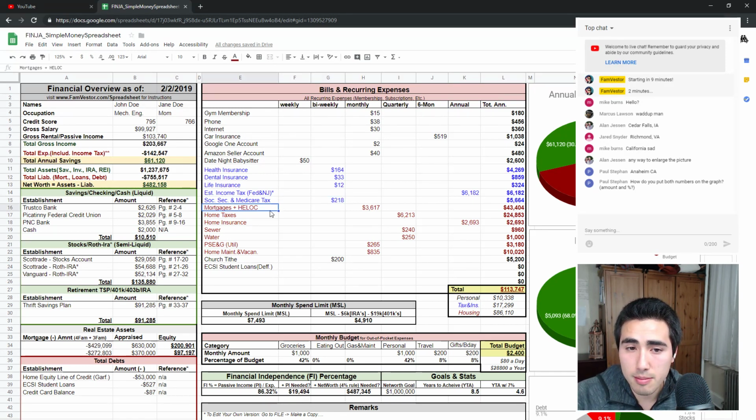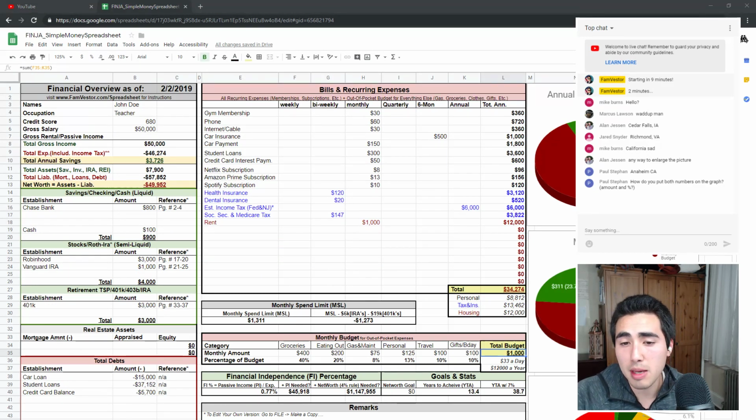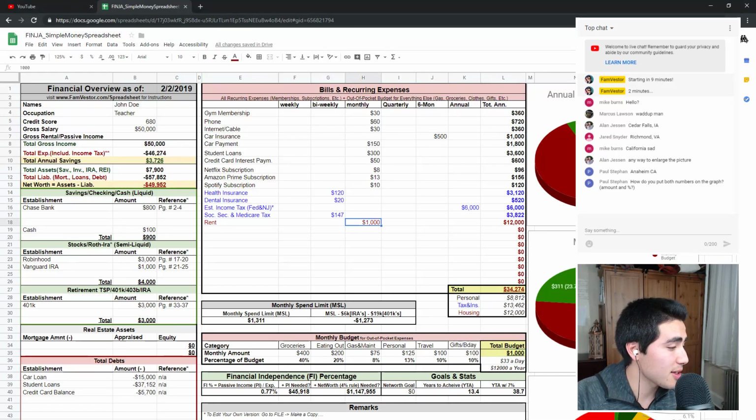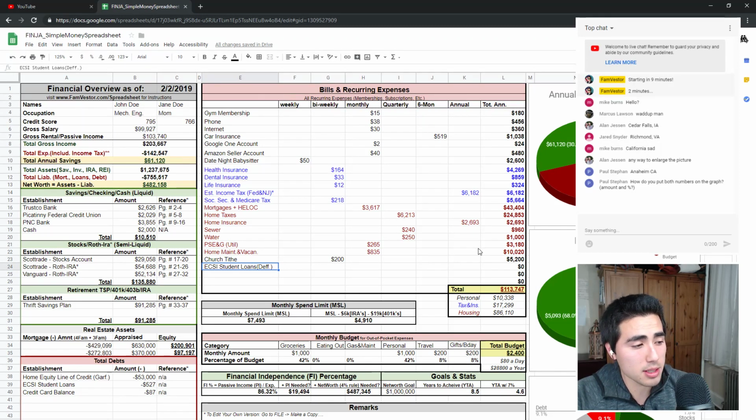And then I have housing expenses. For the single person, all they have is rent. Maybe they do own a house, but right now it's just rent. So in my case, I have all these housing expenses from the rental properties. And then other miscellaneous items, paying off student loans and things like that. So that all goes into your bills and recurring.